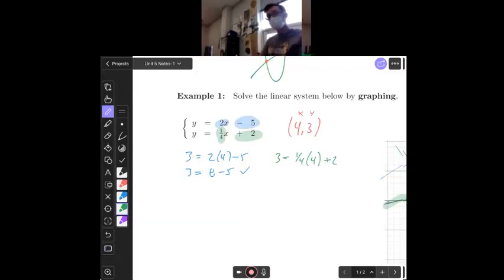You always check both equations. You never do any solving. It's always just about simplifying the sides. So leave that 3 alone. 1/4 of 4 is 1, plus 2. Of course, 1 plus 2 is 3.